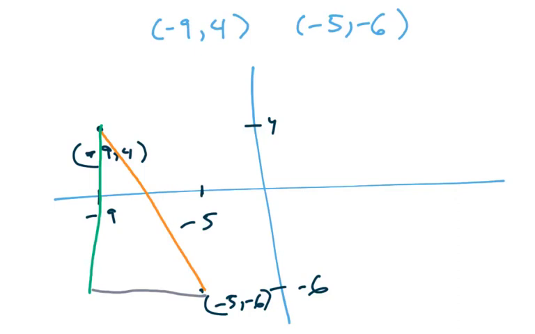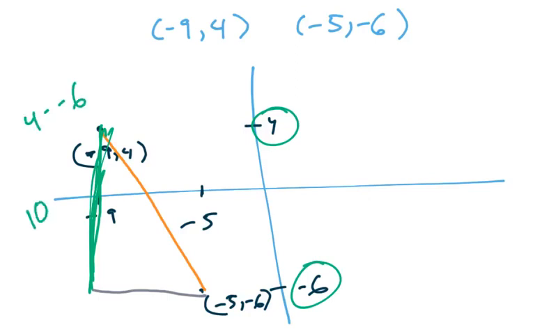So, let's think about this for a second. If this is 4 and this is -6, what is this length here? Well, this length has to be 4 to -6, which is just 10, or 4 minus negative 6, which is 10.